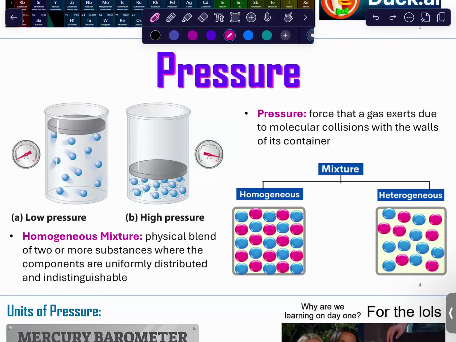So the prefix homo, what does it mean? Same. Hetero. Different. So homogeneous mixture, think of a homogeneous mixture like the air in this room. What is a homogeneous mixture? Mixture of what everything is. It's like the same thing.